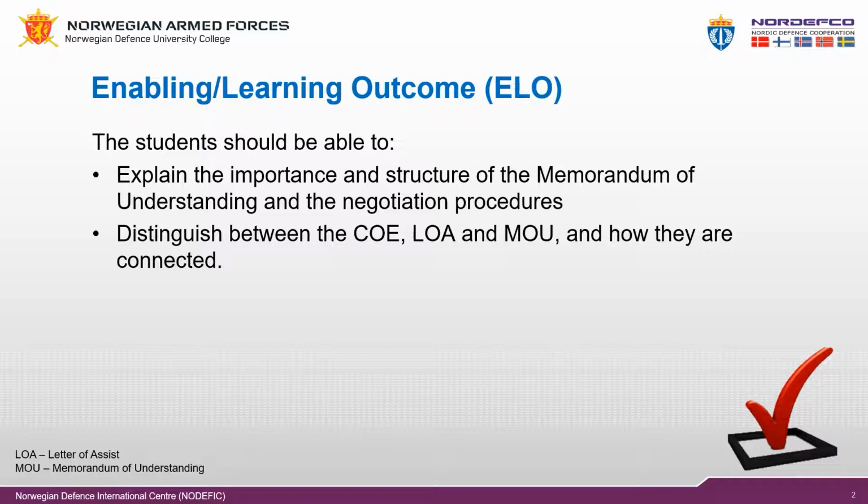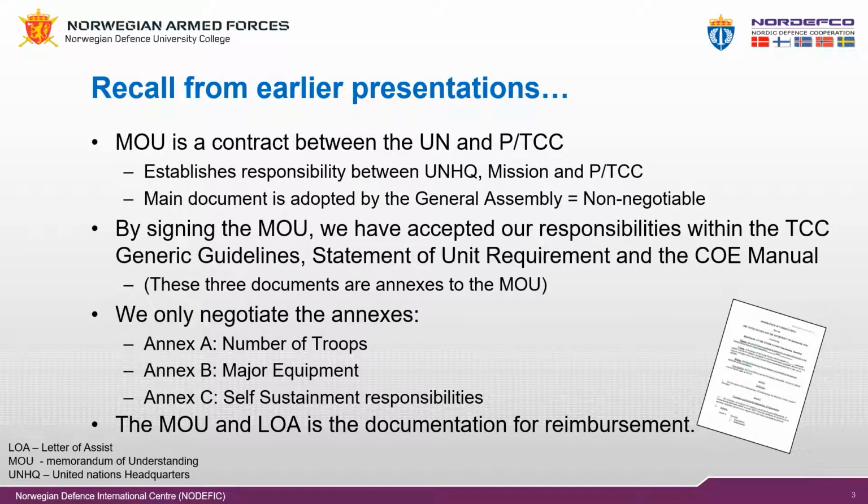Distinguish between the contingent-owned equipment, the Letter of Assist, and the Memorandum of Understanding, and how those three are connected. In earlier presentations, we have explained that the Memorandum of Understanding is a contract between the United Nations and the troop or police contributor and establishes the responsibility amongst the United Nations headquarters, United Nations mission, and the troop or police contributor. The main document is adopted by the General Assembly, ergo non-negotiable.